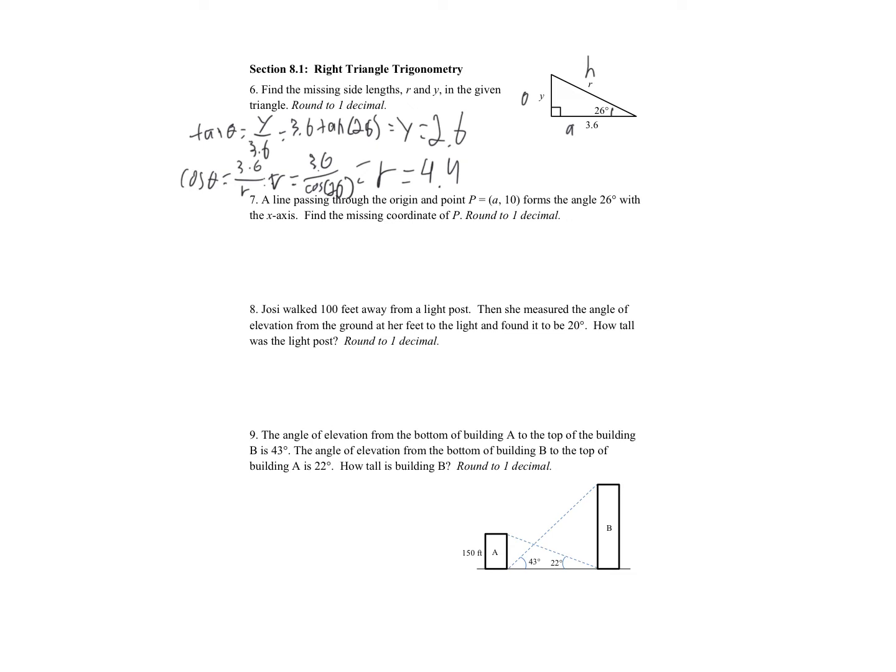Okay, so line passing through the point A10, angle 26 degrees with x-axis. Since we know it's passing through the origin, and it's going to point A10 here, we can think of this just as a triangle. So we've got this 26 degrees here. We can draw a side down here. We know this side would be length 10. This would be A. So we can just use our trig function.